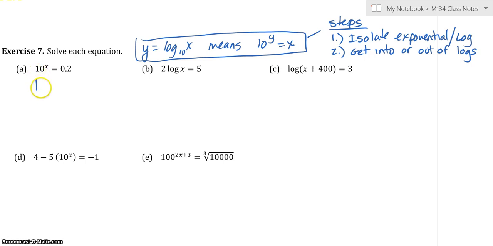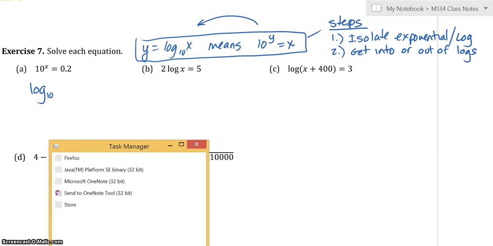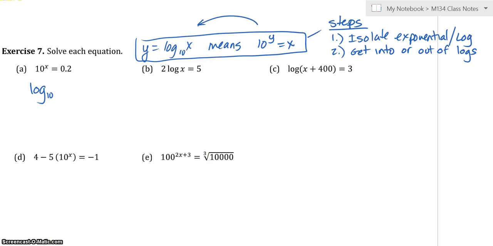Here it is. So I'm going to get into logs. I'm going to go this way. So I have the log. I always like to start with the word log. That's how I do it. Log is base 10. The exponent is the y, right? In this case it is the x. So that's its answer. We're always equaling the exponents on the outside, so this is a 0.2.